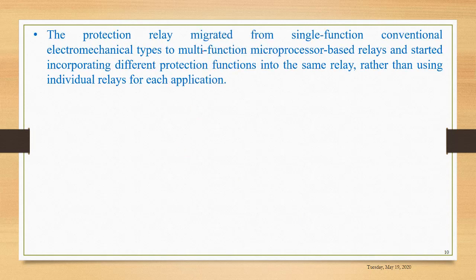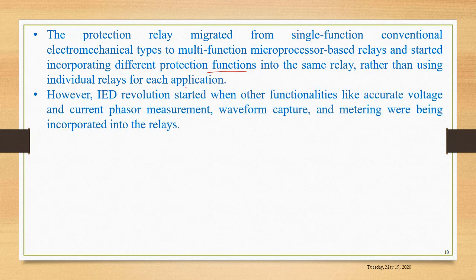So the protection relay migrated from single function conventional electromechanical types to multifunction microprocessor based relays and started incorporating different protection functions into the same relay rather than using individual relays for each application. However, the IED revolution started when other functionalities like accurate voltage and current phasor measurement, waveform capture and metering were being incorporated into the relays. So the IED revolution really happened after the invention of the phasor measurement unit.